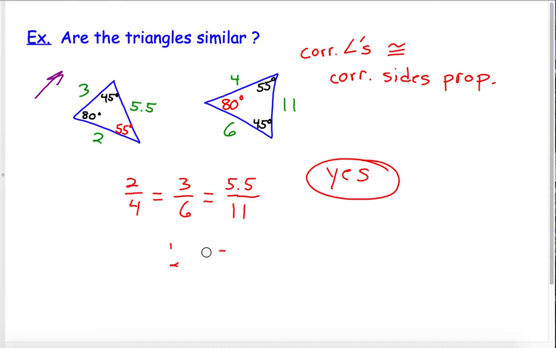Now, if it wasn't so easy to look at these fractions and tell if they were congruent to each other, you can just grab your calculator and divide them. 2 divided by 4 and write down the decimal. 3 divided by 6, 5.5 divided by 11. And if you get the same decimal for all three, not 2 out of the 3, but all 3, then that means the sides are proportional, and then the angles were congruent, so it's a yes.